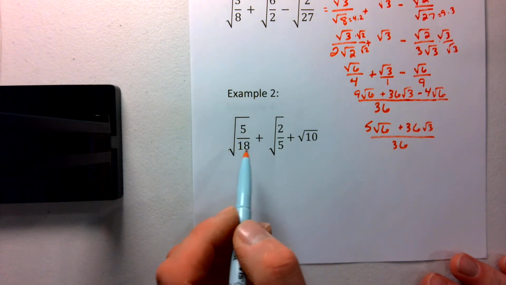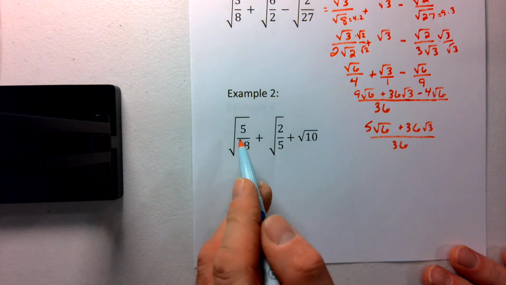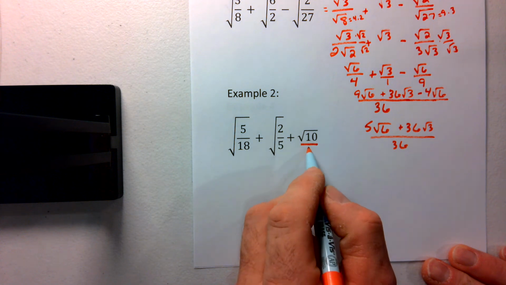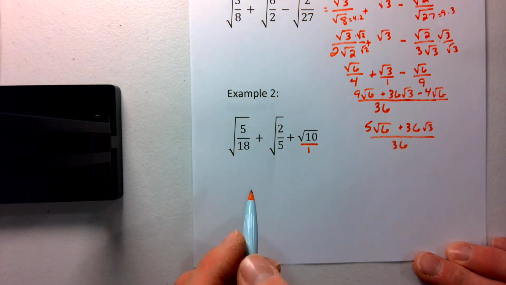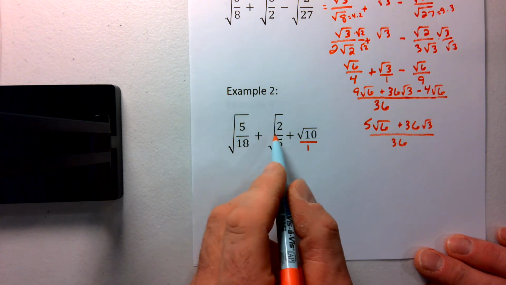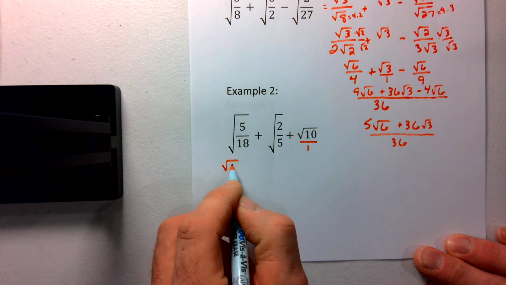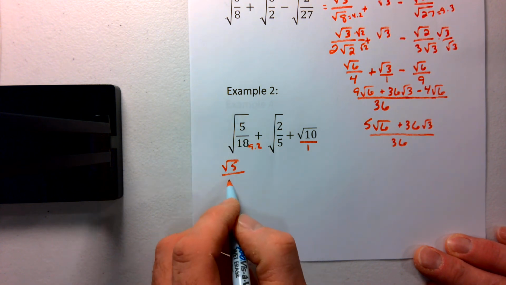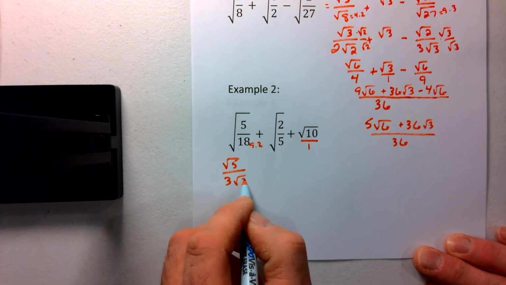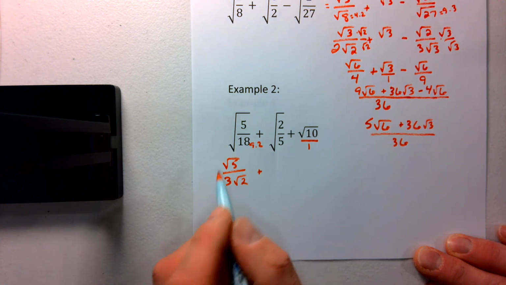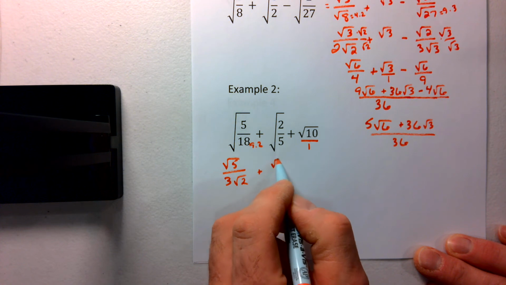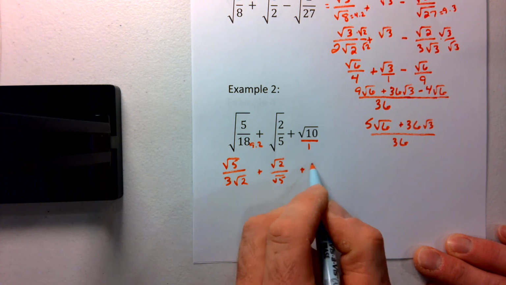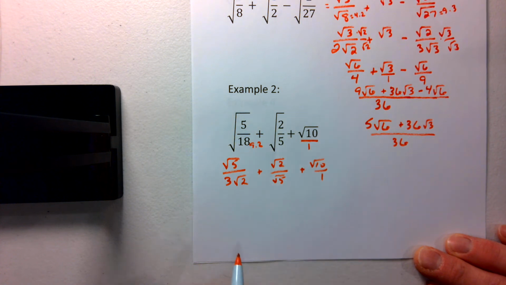In example 2, we're going to do very similar process. Here, though, we have a radical that doesn't have a denominator, so we're going to make that a 1 at this point in time. And we can go ahead then and break these up. We have the square root of 5. 18 is 9 times 2, so I'm going to break that into 3 radical 2. To that, we're going to add radical 2 over radical 5. And finally, our radical 10 over 1.